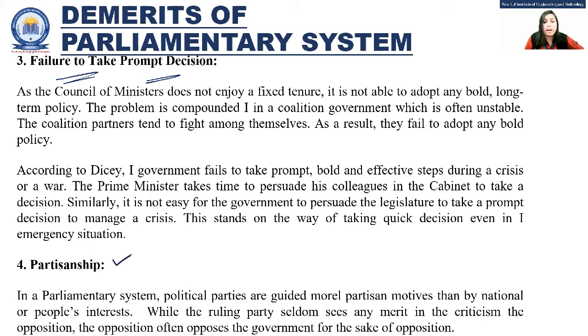There is also partisanship, in the sense that sometimes all the members of the party are blind followers of their leader. They are just blind followers of their leader. Whatever the leader says, they are not even thinking about whether it is in the national interest or people's interest. So that is how partisanship is followed, only blind following of the leader. That's how partisanship works.